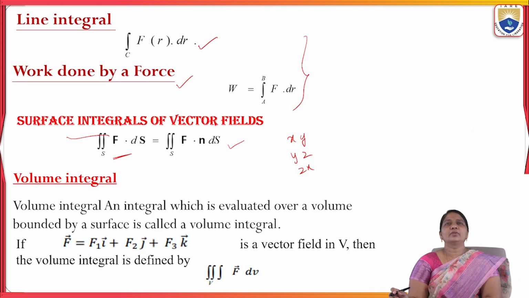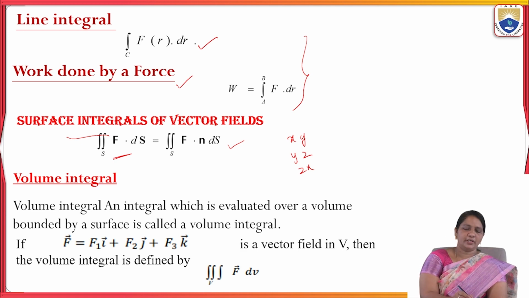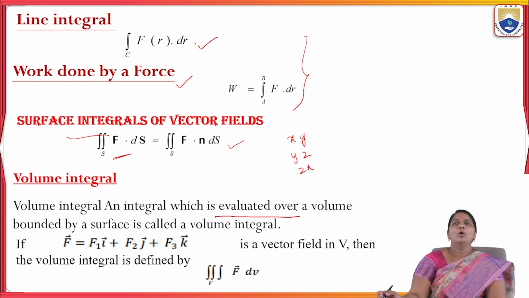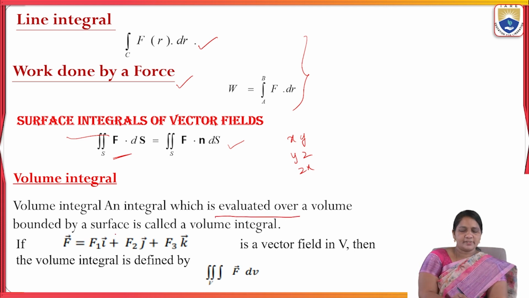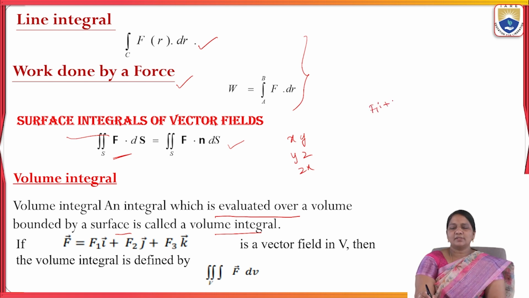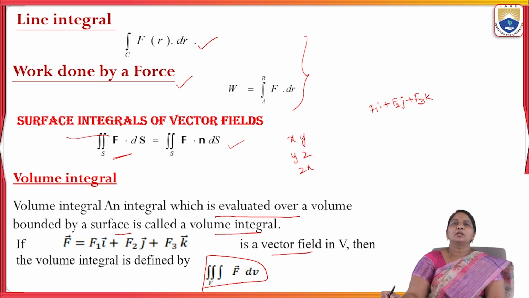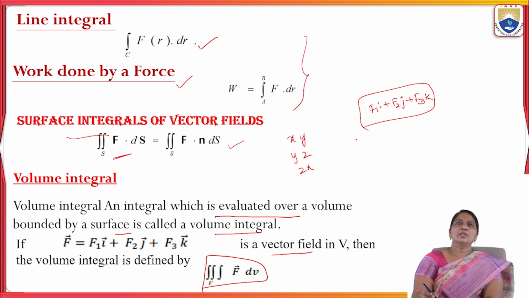And we have the volume integral. An integral which is evaluated over a volume bounded by a surface is called a volume integral. If f is f1 i plus f2 j plus f3 k in a vector field, then the volume integral is given by the triple integral over V of f bar dv.